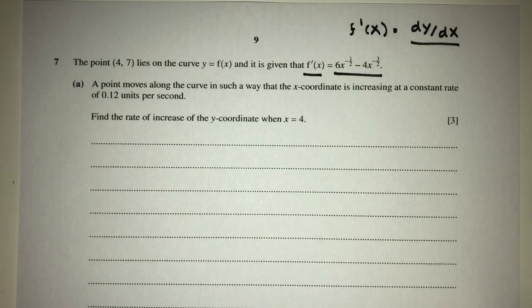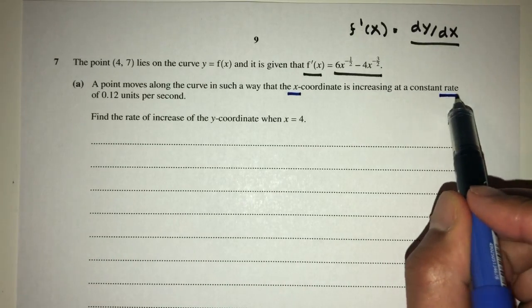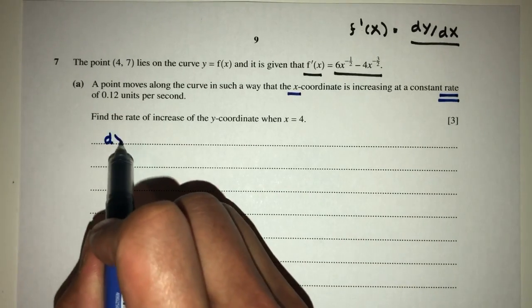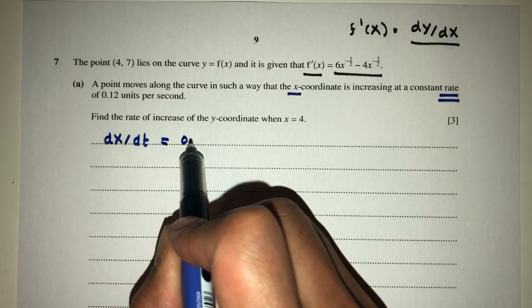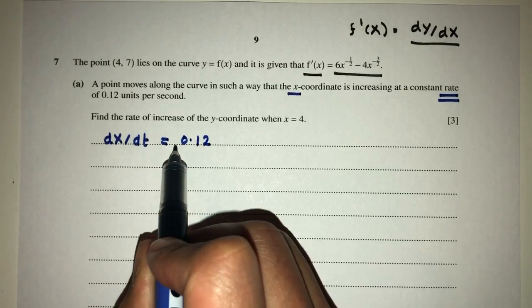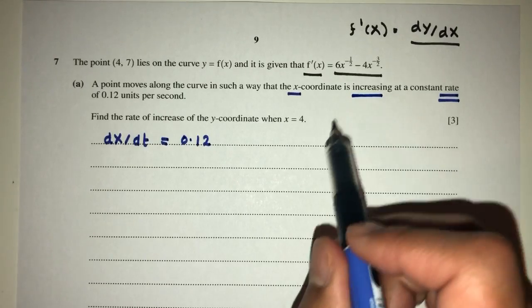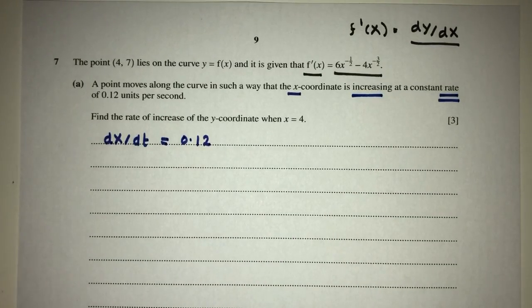Now let's see the first question. A point moves along the curve in such a way that the x value is increasing at a constant rate. So here we have a rate, and given to us is dx by dt, the rate, is constant 0.12. The reason why is because it is a positive value, because it is increasing. If it was decreasing, it would be a negative value. So just know this: in the future, if it says decreasing, you will put negative. But here, it is positive.